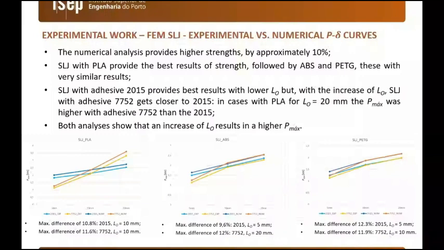In terms of maximum load, the numerical analysis provided higher strength by approximately 10%. The PLA gave us the best result of strength, and the adhesive 2015 also gave the best result compared to the 7752. As we see in the graphics, increasing the overlap length, which is on the x-axis, we also have an increase of the maximum load as the failures were mostly cohesive.